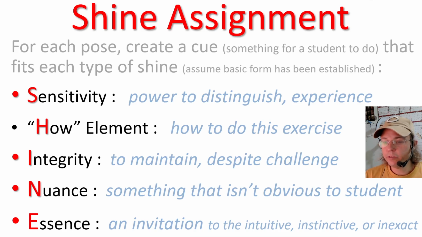I would also like you to brainstorm a nuance element, which is to say, is there something about the pose that isn't obvious to the student? As well as an essence element, some kind of invitation to the intuitive, to the instinctive, or to the inexact. You can steal any of the sadhanas that we've talked about here that fit into the essence side of the equation, things like inhabit your stance, inhabit your seat, things like walk, don't wobble, right? You could literally just take any of those, insert them into the pose.